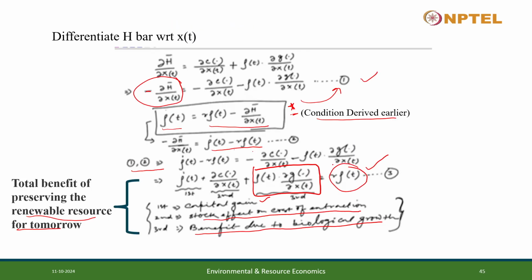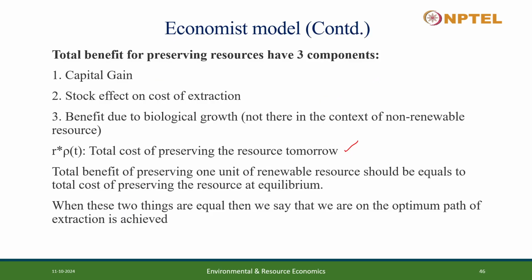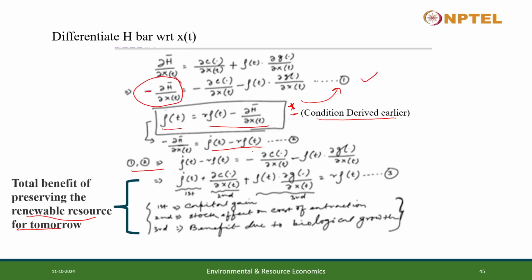So the right hand side component is the cost, and the left hand side component is the benefit. From here we can say that when the cost of keeping the resource for tomorrow and the benefit of preserving the resource are equal, we achieve the equilibrium condition. And when this equilibrium condition is achieved, the optimal path of extraction is achieved. Therefore, for the optimal path of extraction, we have this kind of price condition and benefits, which we can draw in the present or in the future cases.